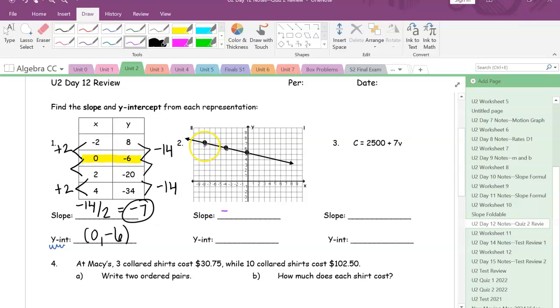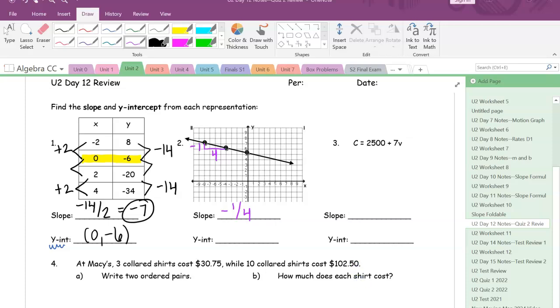Now I'm going to choose 2 points and go down and over. And this is down 1, that's where that negative comes from, over 4. And so this is a -1 over 4. You can go ahead and make that a fraction, but it's going to give you the same answer.